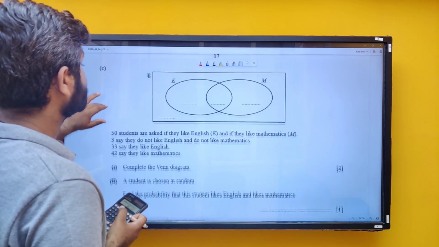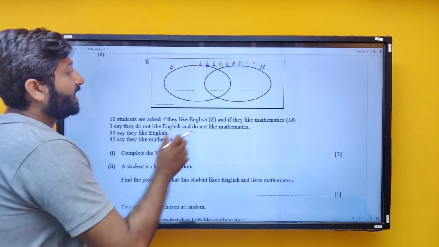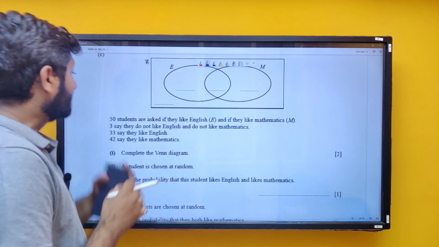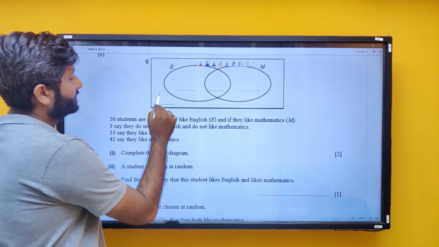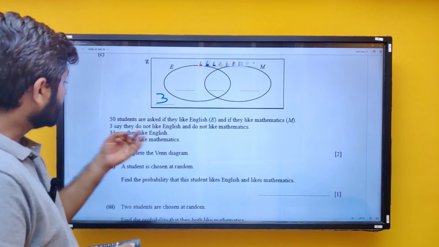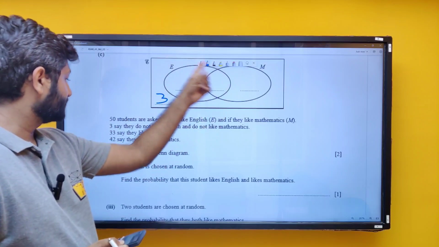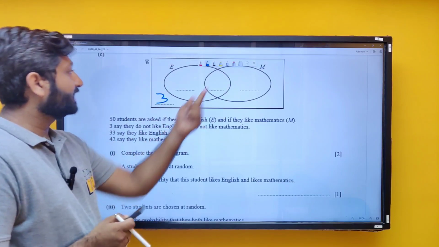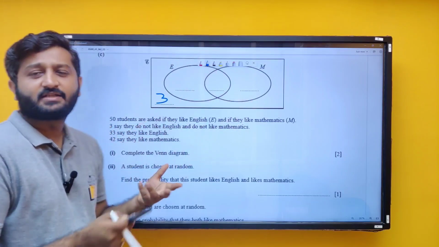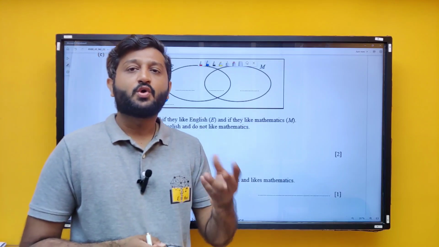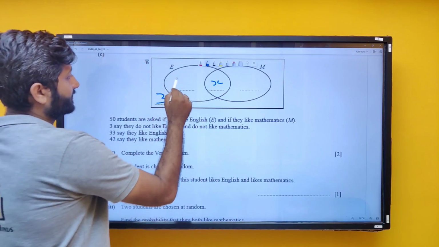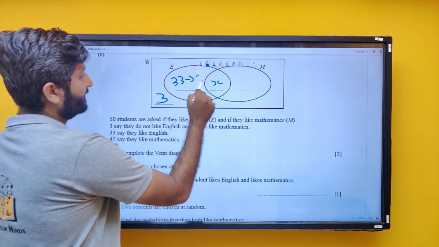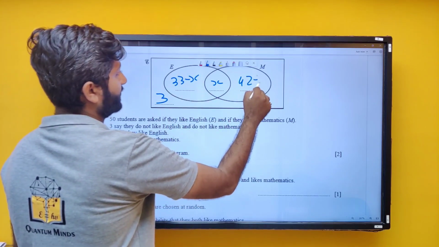Next question. This is a part of the same question. 50 students are asked if they like English and if they like mathematics. 3 say they do not like English and do not like mathematics. So this is these 3 students. 33 say that they like English. 42 say that they like mathematics. So out of the 33 students, there would be some students who also like mathematics. So let's say this is x. So this is 33 minus x and this is 42 minus x.